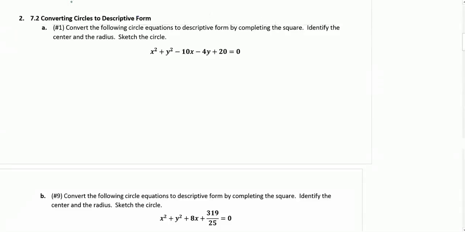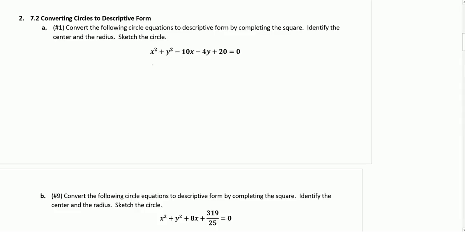Okay, this is number 2, taken from the second homework, and part A is number 1 from the second worksheet. We're asked to convert the following circle equations to descriptive form by completing the square, identify the center and the radius, and sketch the circle. So we're going to use completing the square.